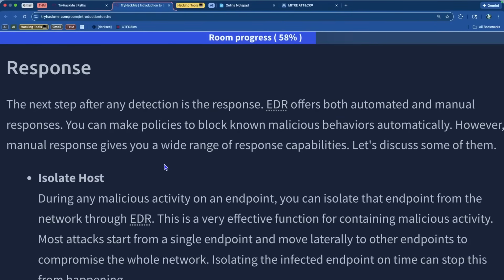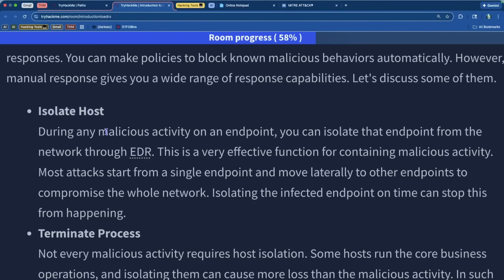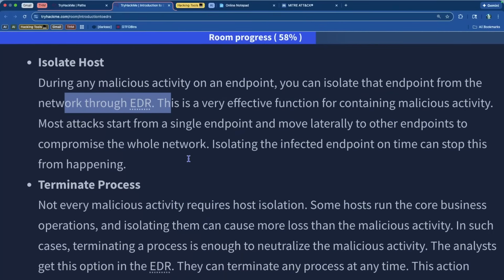And then we have responses, right? There's the isolating of the host. If something is going on at an endpoint, one of the first things should be to isolate that endpoint from the network through the EDR console. It's very effective for containing it. When you isolate something, it can no longer connect to the network. It's disconnected from the internet. It can't communicate with any of the other devices in that location. That way, whatever is going on inside of it, stays inside of it.